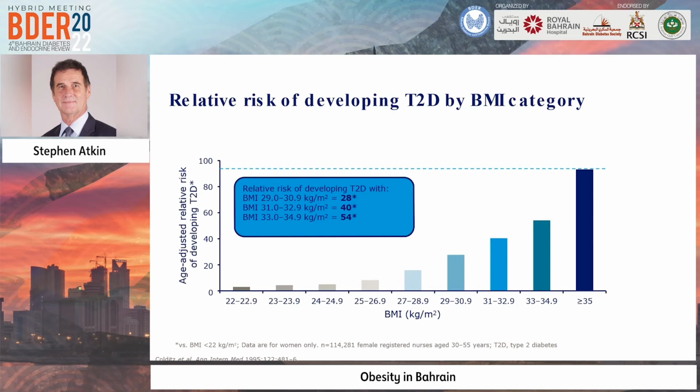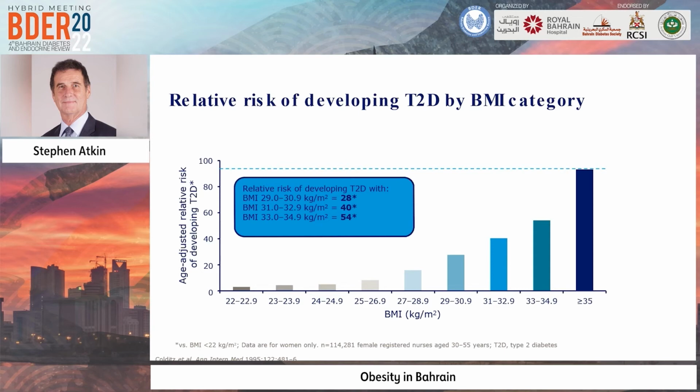And the risk of developing type 2 diabetes, as you can see, increases markedly as your weight goes up, starting to increase really when you're overweight, and then almost a straight line up to a body mass index of 35, then a marked increase as soon as your BMI goes over 35.